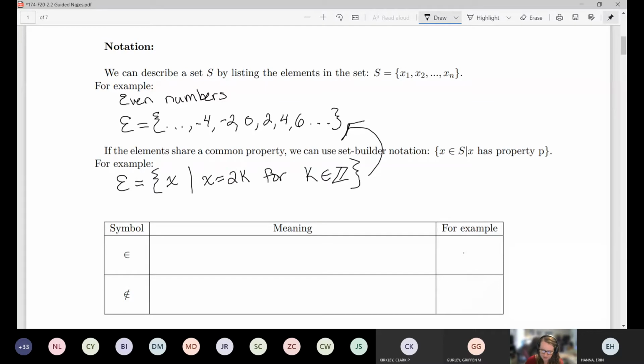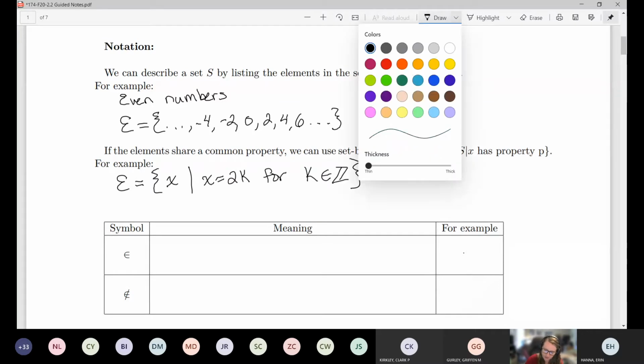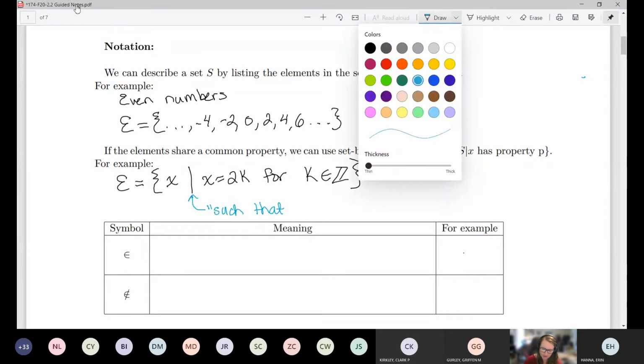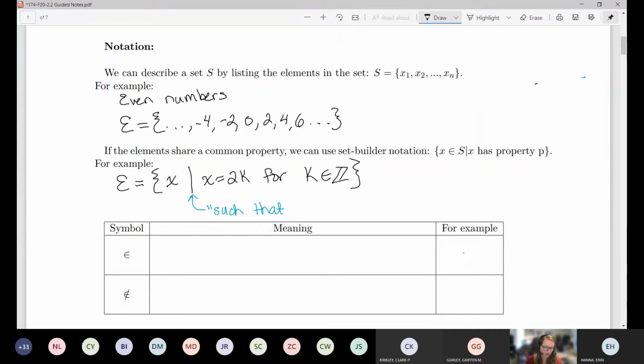So let me talk about some of this stuff in here. This little bar, you read that as "such that." So I would read this as x such that x equals 2k for k in the integers. These other symbols we're going to lay out in some tables right now, so I'm not going to point them out there.